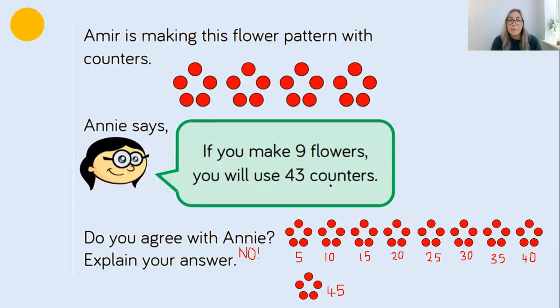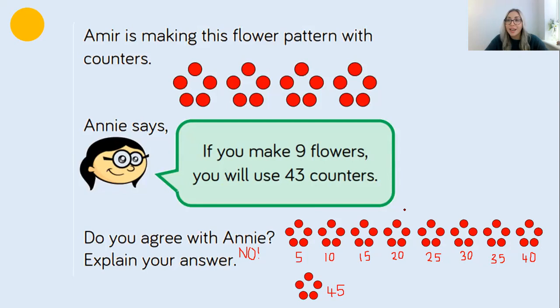Then we have got Amir's really tricky challenge. So there's lots of ways of explaining this. So I had a go at showing 9 lots of my flowers, and I did 5, 10, 15, 20, 25, 30, 35, 40, 45. 1, 2, 3, 4, 5, 6, 7, 8, 9. I made 9 flowers, but I didn't use 43 counters. I used 45. So is Annie right?